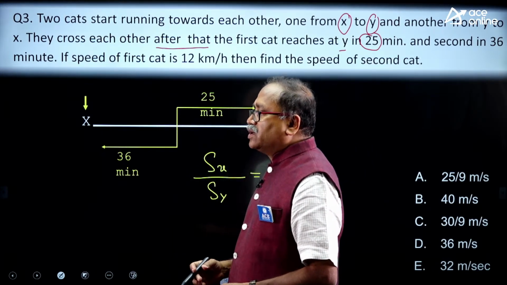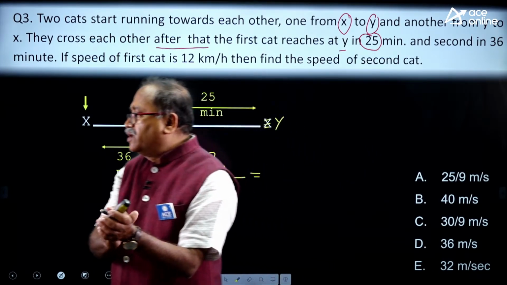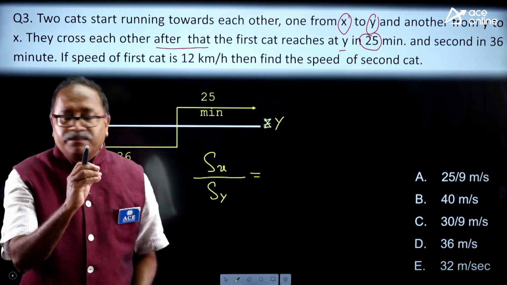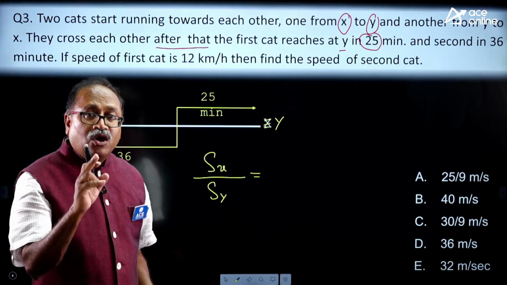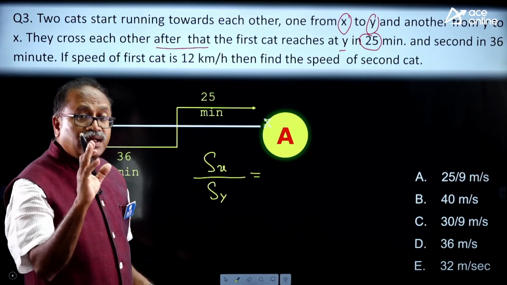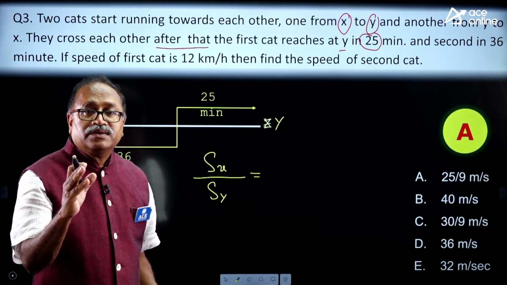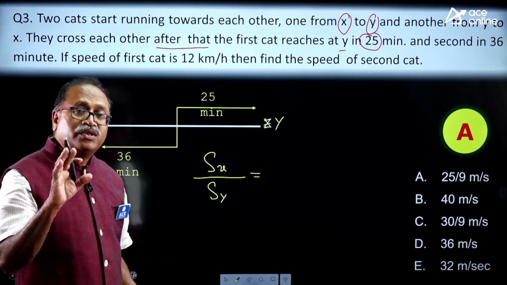Anyone answer the question? Beautifully, beautifully. Dharni has said 25 by 9. Let's check that 25 by 9, option A, Dharni is saying. Is it right? Yes, that's right, Dharni. That means you know the formula.